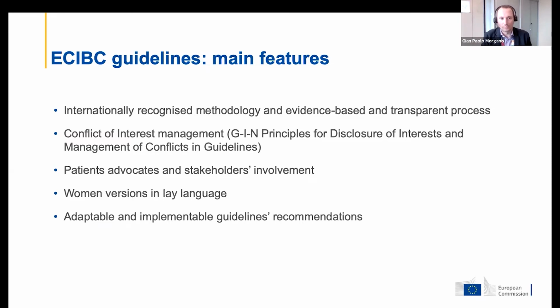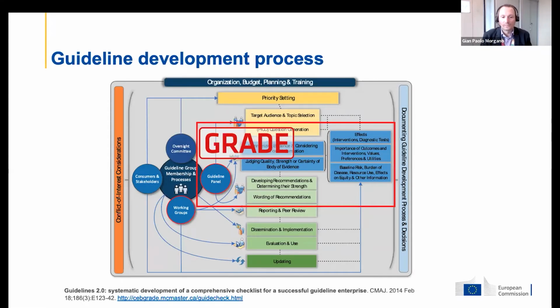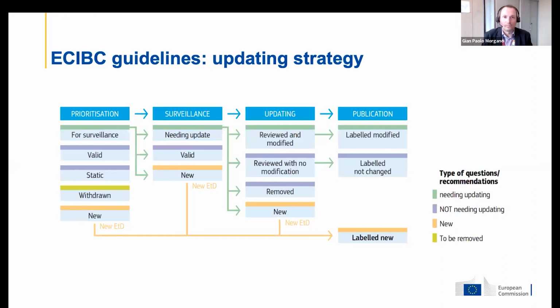We also produce a women's version, in lay language, of our recommendations that are adaptable and implementable, as I will show you later. Our guideline development process is very similar to the process described in the GIN-McMaster checklist. Here I present it with the diagram. We use the GRADE approach to rate the certainty in the evidence, as well as to determine the strength of the recommendation. And we do use the Evidence to Decision frameworks to facilitate decision making. We also have an updating strategy that is used to prioritize the research questions that should be updated.